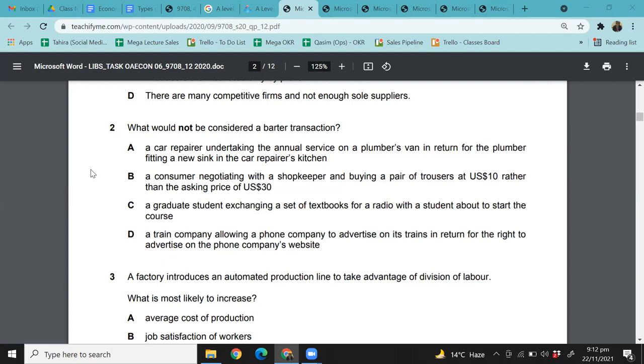A train company allowing a phone company to advertise on its train in return for the right to advertise on the phone company's website. What is not a barter system, right? So that was pretty simple and obvious. It's B, because in the barter system, what happens, students?